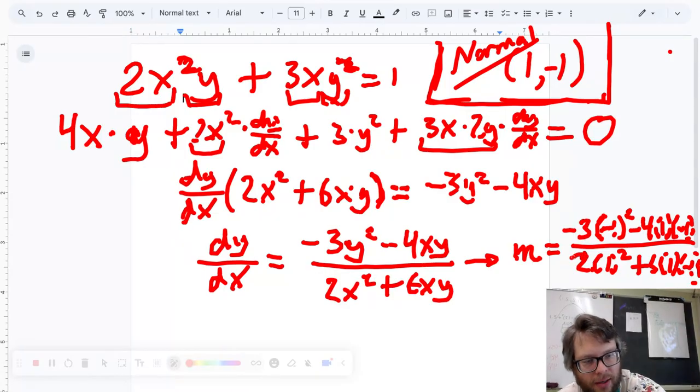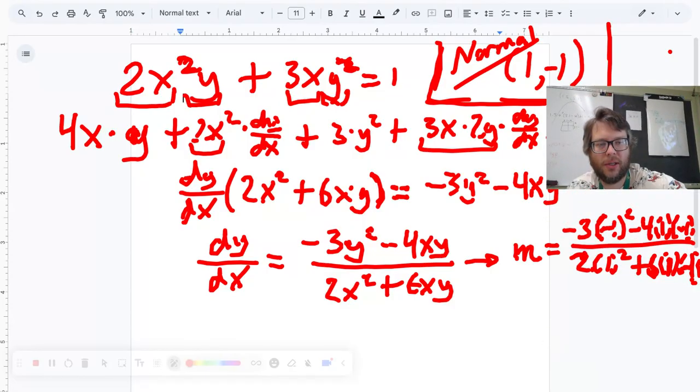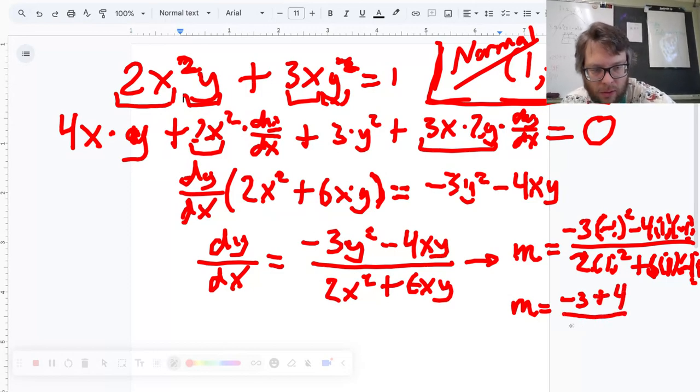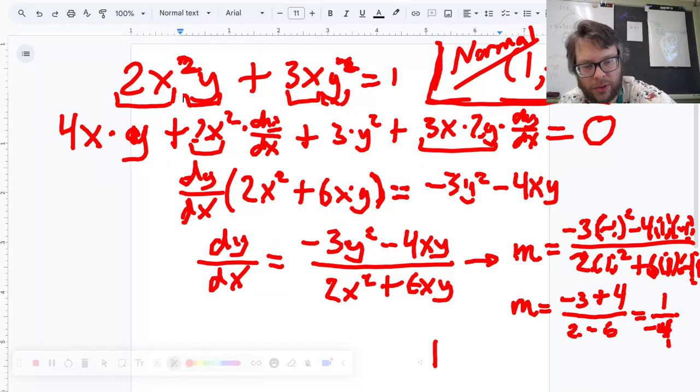I wish my pen wasn't skipping around. Okay, so this is 6, 1, negative 1. So the slope I get for my tangent line is negative 3 plus 4 over 2 minus 6, which is 1 over negative 4. This means that my normal line, which is perpendicular, has a slope of positive 4, because they have to be opposite reciprocals.